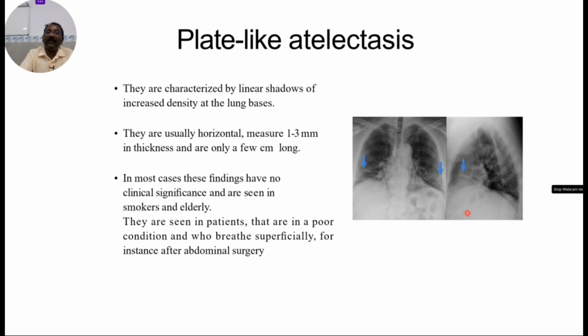Plate-like atelectasis. These are characterized by the linear shadows of increased density at the lung bases. See the lung bases. See this line. Are you appreciating this line? See this line. Okay. These are usually horizontal, measure 1 to 3 mm in thickness, and are only a few centimeters long. In most cases, these findings have no clinical significance and are seen in the smokers and the elderly individuals. So these lines we often see in the smokers and in the elderly individuals. They are seen in patients that are in poor condition and who breathe superficially, for instance after abdominal surgery.